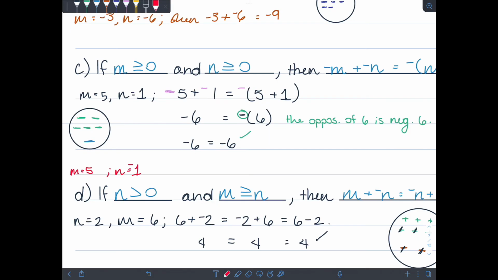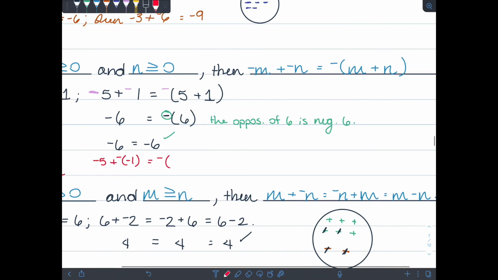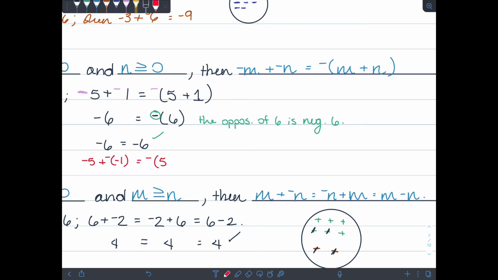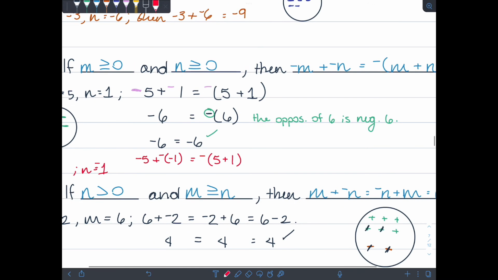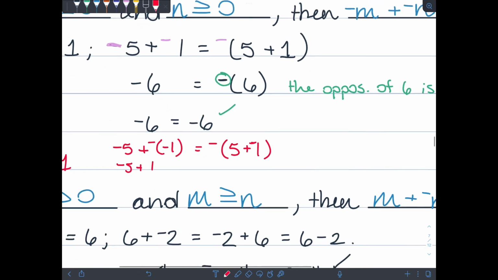Future me once again. This time let's set n to be -1. Following the equation, -5 plus negative parentheses -1 should equal negative parentheses m plus n, which would be 5 plus -1. I'll correct that in a little bit. -1 with a negative sign outside of it is the same thing as saying the opposite of -1. And what's the opposite of -1? +1. There we go. Corrected that one.